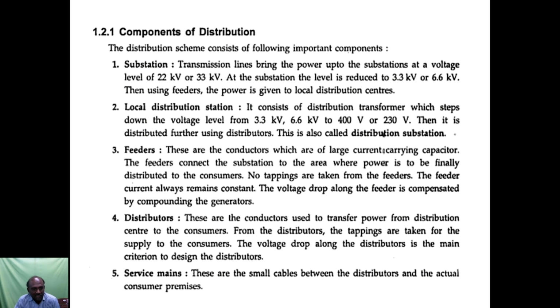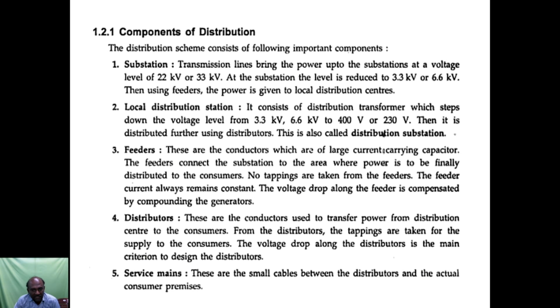In distribution, the next main component is feeders. They are conductors of high current-carrying capacity. The feeders connect the substation to the area where power is to be finally distributed to the consumers. So feeders connect the loads and the substation. No tappings are taken from the feeders, so they are directly connected to the loads. The feeder current always remains constant. Here the current is maintained at a constant level.